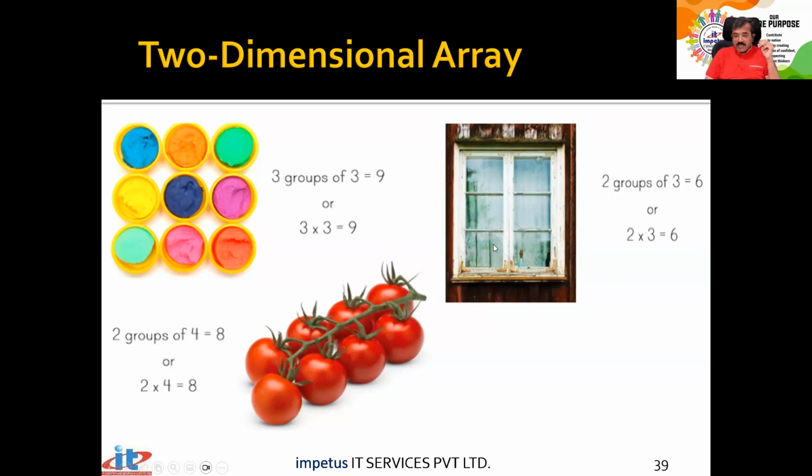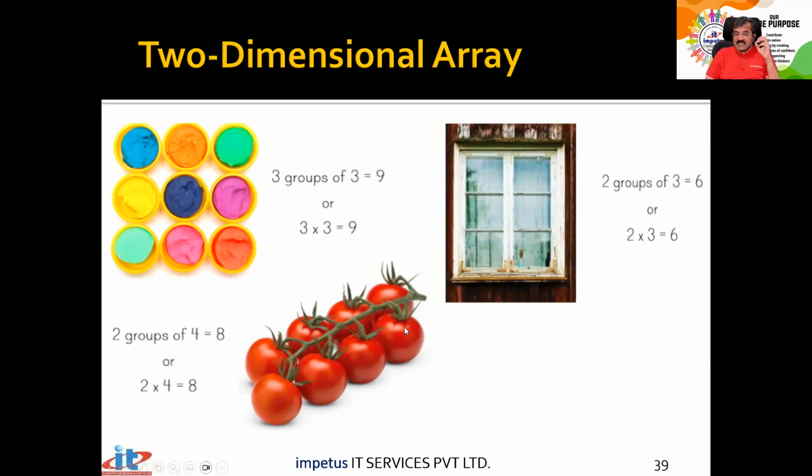If you look at this window pane, there are groups of glasses. The first group has 2 glasses, the second group has 2 glasses, the third group also has 2 glasses. So it's an order of 2 by 3. 2 by 3 means total 6. Here we are saying it's a group of 8 tomatoes, but how are they organized? In 2 different rows. The first row has 4 tomatoes and the second row also has 4 tomatoes. So this was also a two-dimensional array. The order is different. Here the order was 3 by 3, here the order is 2 by 3, here the order is 4 by 4.